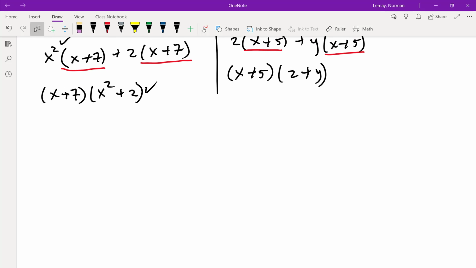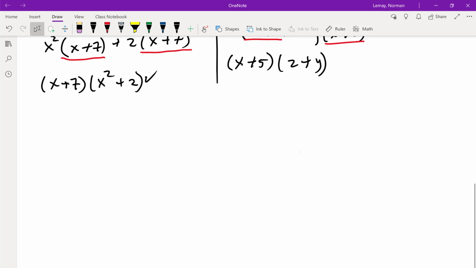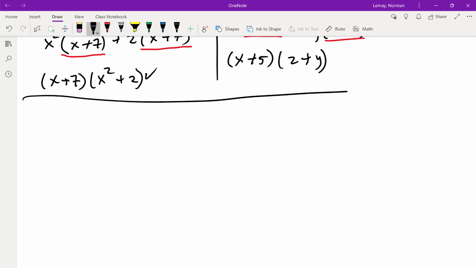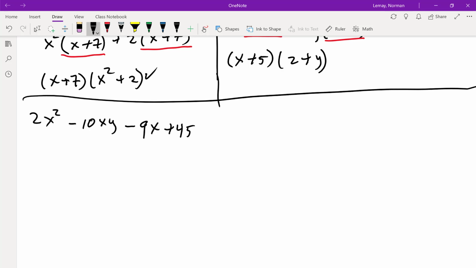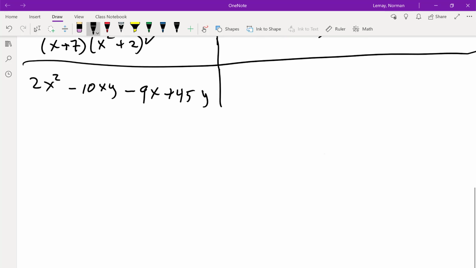Again, I'd like to take a look at another one involving two variables. So let's take a look at a little bit different one. But hopefully you're starting to see a pattern. So 2x squared minus 10xy minus 9x plus 45y. Okay, so again, we have four terms, so let's go ahead and employ our grouping. So I'll group the first two terms, 2x squared minus 10xy.